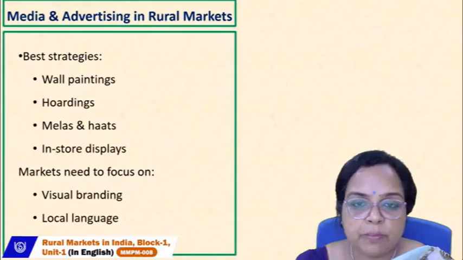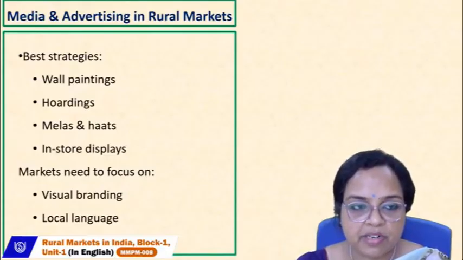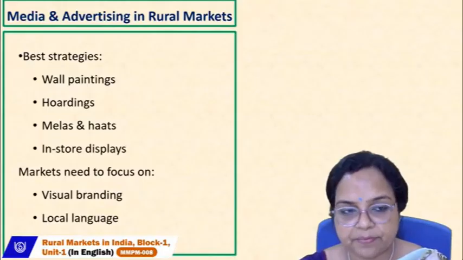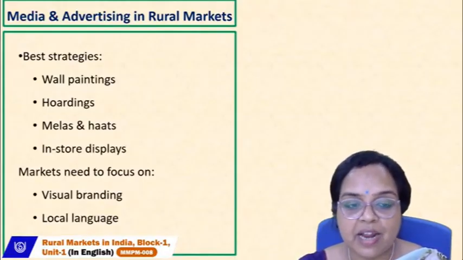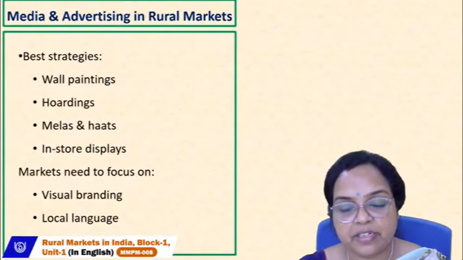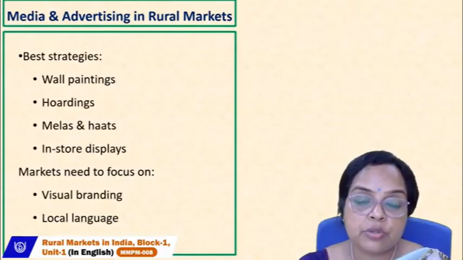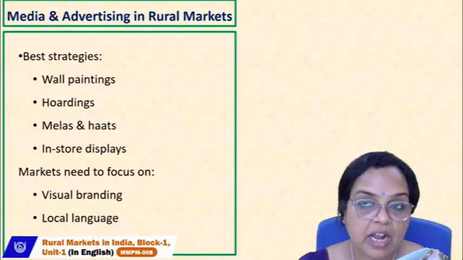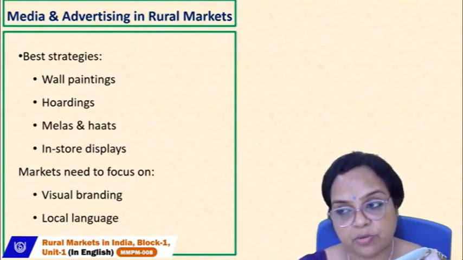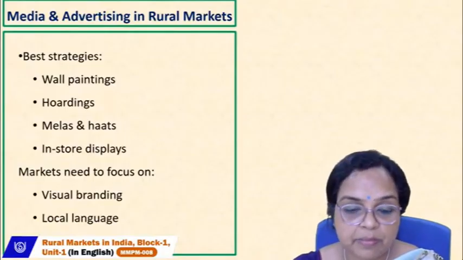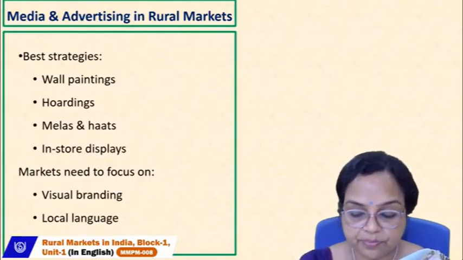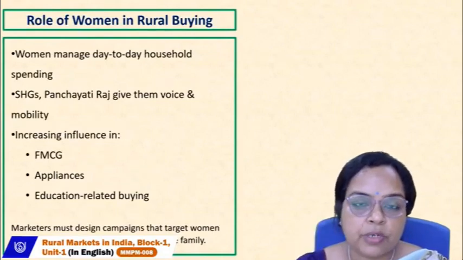Media and advertising in rural markets: how do they impact rural markets? The best advertising strategies for rural belt consumers are wall paintings, then hoardings, melas and haats, and in-store displays. They literally pay more attention to in-store displays. So marketers need to focus on visual branding. They need to use local language to advertise, and they have to take care of cultural context also. If something is not accepted by their culture, it will be very difficult for the product to sustain and grow.